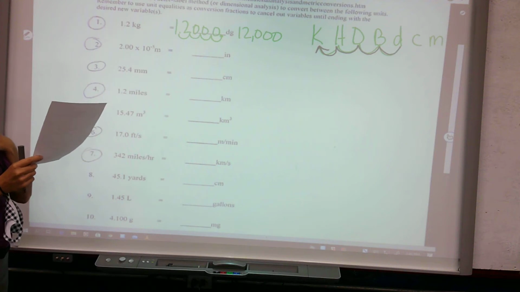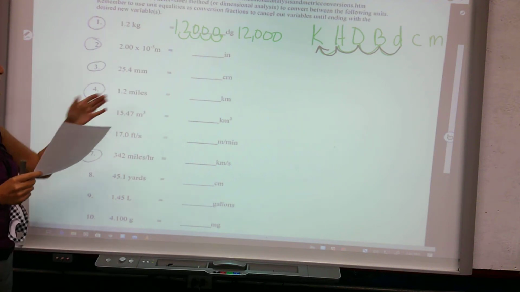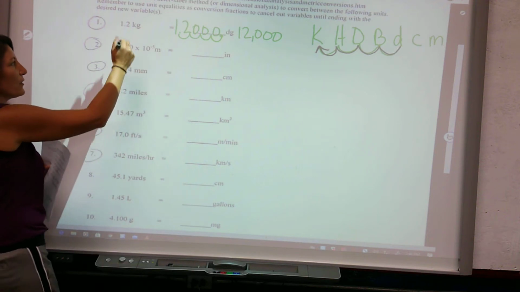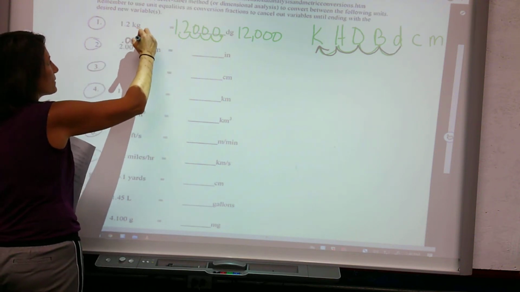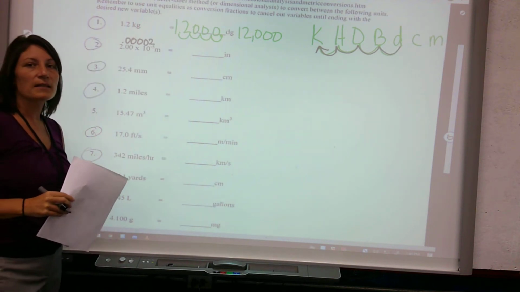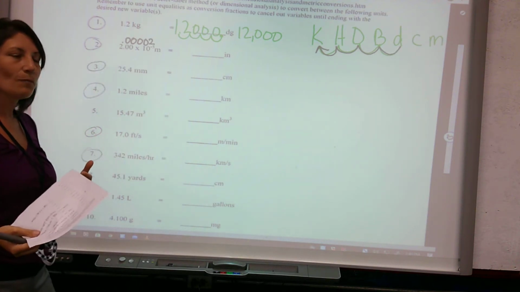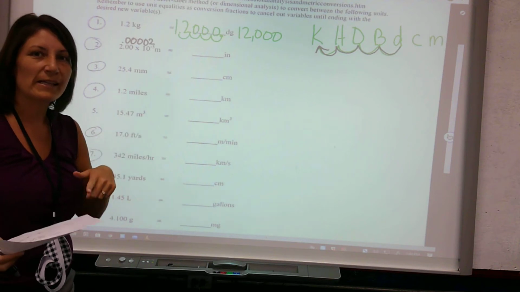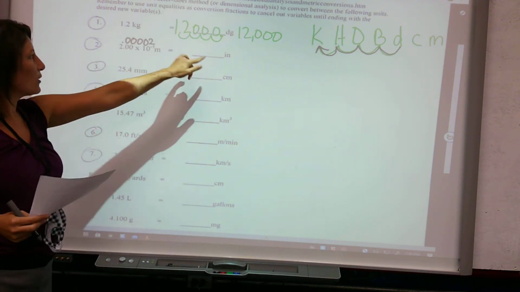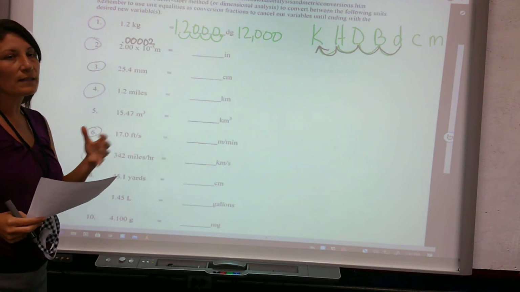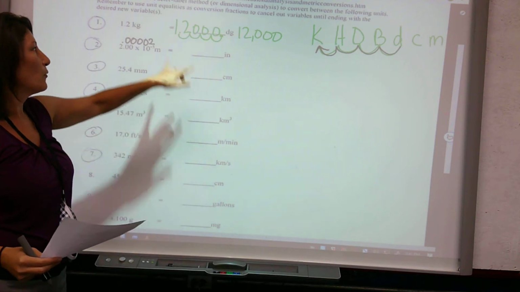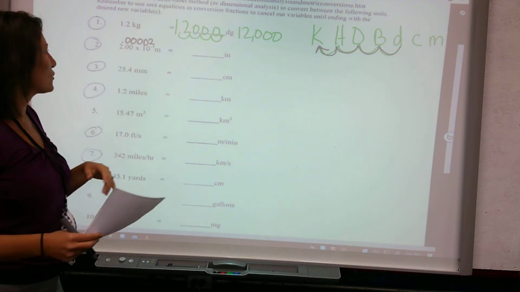So another one that we did together in class was number 2, and we're going to learn about this. This is scientific notation. This is 0.00002. That is the same thing as 2 times 10 to the negative 5th. In your calculator, you might see it as 2 with an E, negative 5. Same thing. So I need to get from meters to inches, so I can't just move these decimals around because I'm going from English units into metric. When I'm in metric, that's when I can move things around.